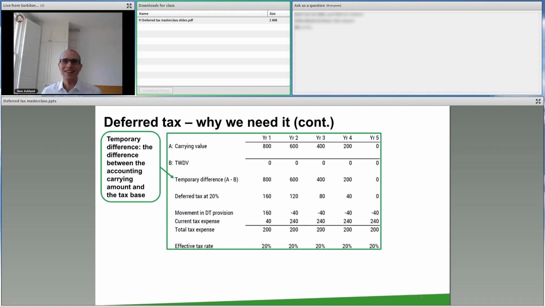What do I do next? Well, I take that temporary difference and I times it by the tax rate. The tax rate is 20% in my made up example. And so if we take that temporary difference and times it by the tax rate, we get to the deferred tax provision that is needed. So in year 1, you can see that I need a deferred tax provision in my accounts of 160.